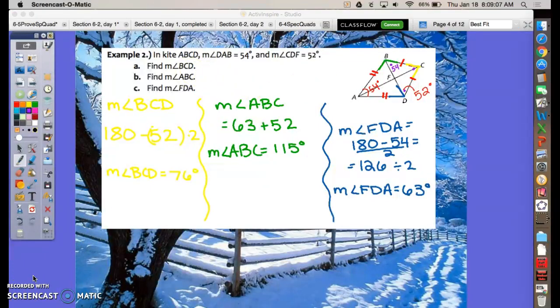So for the middle one, I'm trying to find the measure of ABC. Well, if I have an isosceles triangle on the top half of the kite, I obviously have an isosceles triangle on the bottom half. So really, I would solve for the blue angle first. If this is 54, I know this angle will be 180 minus 54 divided by 2. Now that I know that this is 63, I know that this is 63. So how did I get the measure of angle ABC? I added those 2 together and got 115. If you have any questions, we can go over this, obviously not in the video, but on another day.